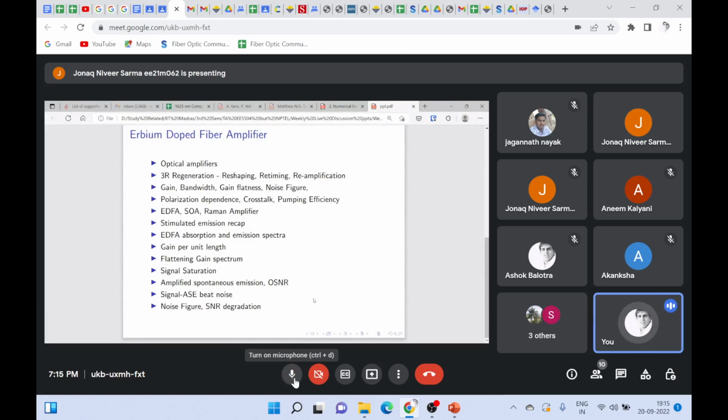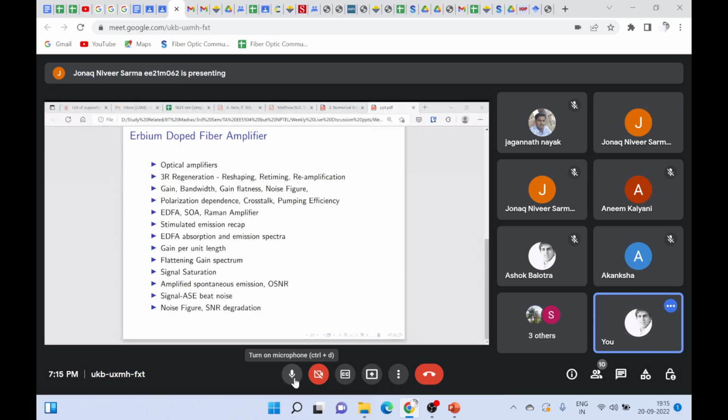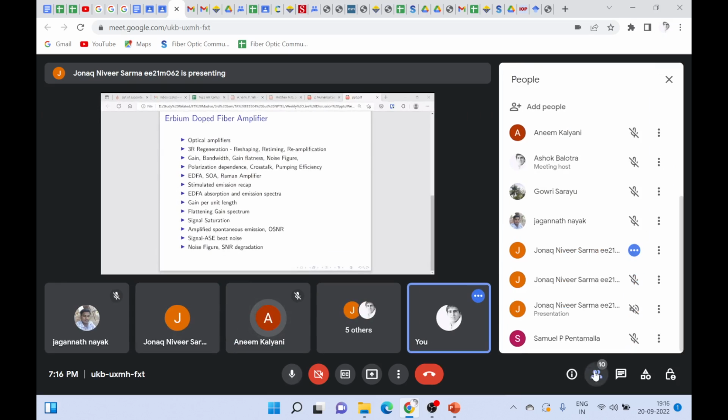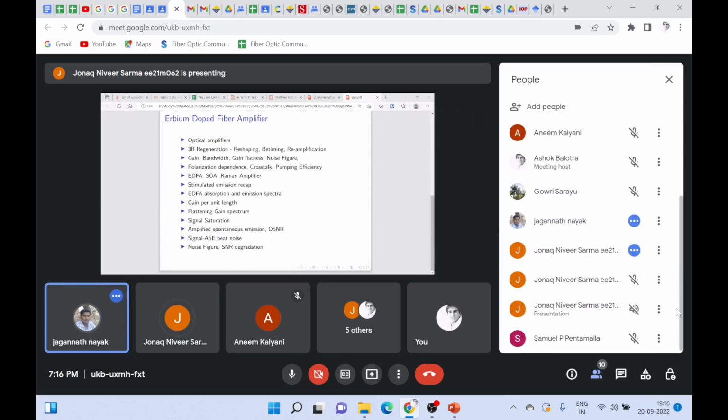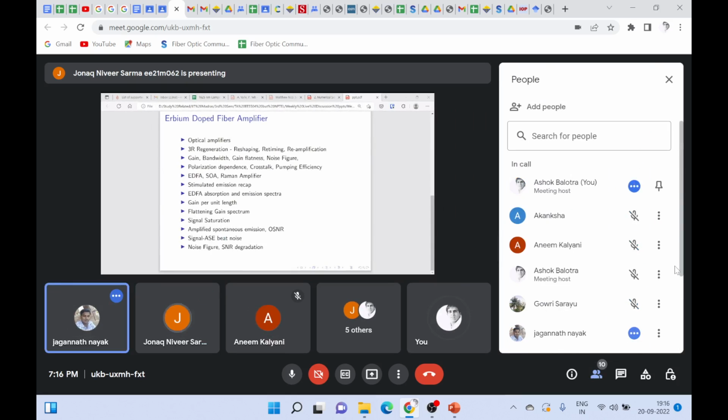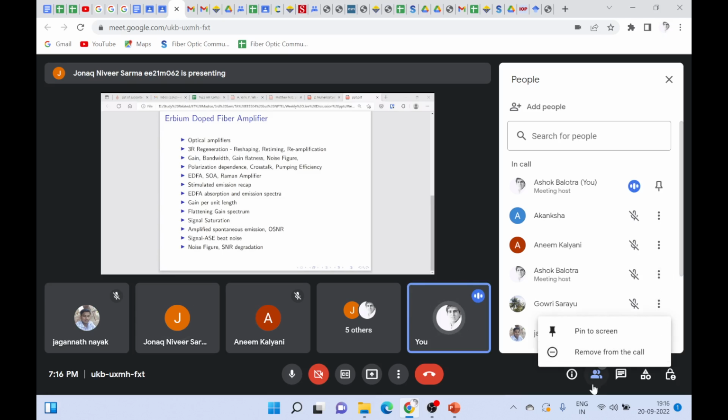Can you ask your doubt regarding this? Anyone have any doubt regarding the previous session or this? Unmute yourself and you can ask your doubt. First we will discuss your doubt and then we will continue. Jagannath, Gauri, Somil, Akansa, Anim, and if anyone has any doubt, you can ask.